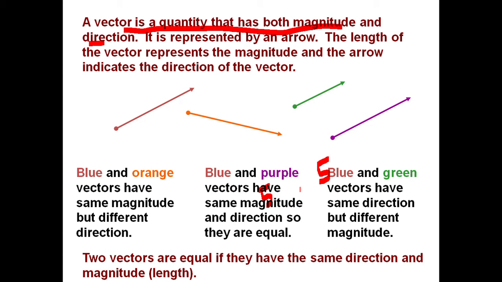Here you can see an example. For example, you can take this vector and this vector. These both vectors have the same magnitude but different direction, so they aren't equal. Now take this vector and this vector. These two vectors have the same direction, but they haven't the same magnitude, so they aren't equal. But what about this one and this one? They have the same direction and the same magnitude, so they are equal. So for vectors to be equal, both direction and magnitude should be equal.